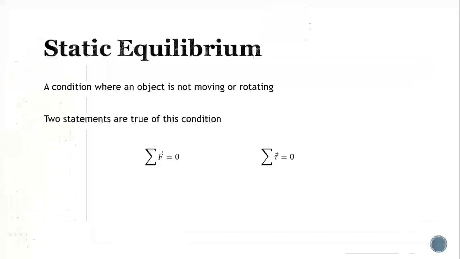So in this particular lesson, we're going to start one of my favorite topics, and that's talking about static equilibrium. In static equilibrium, we're talking about a specific condition where an object is both not moving and not rotating. We can think about lots of situations where this condition would be true.